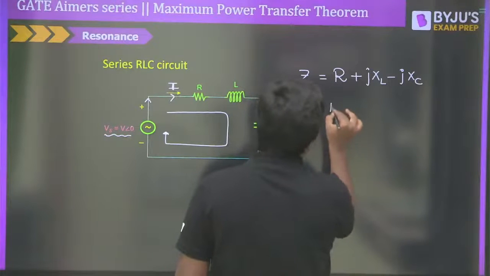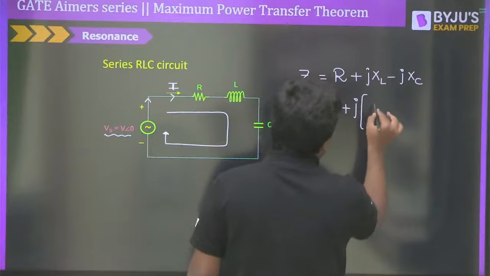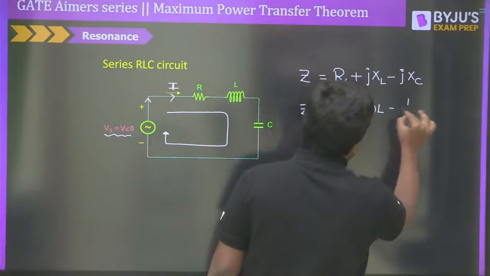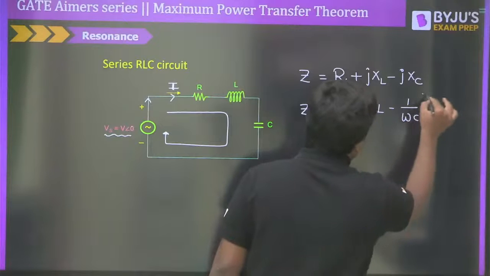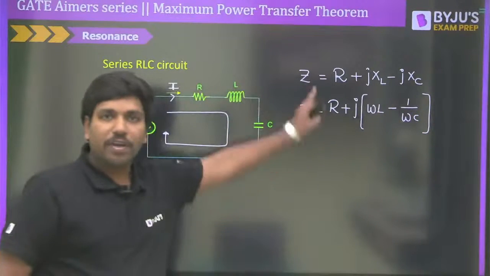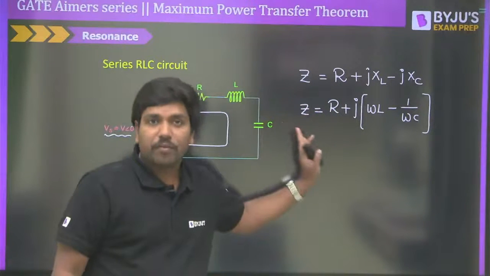So moving ahead, what else can we say? Z is equal to R plus j into, we can take outside, here XL is nothing but omega L minus XC, which is nothing but 1 divided by omega C. So XL and XC are considered as the reactances of the inductance as well as the capacitor. This is the overall impedance of the circuit.